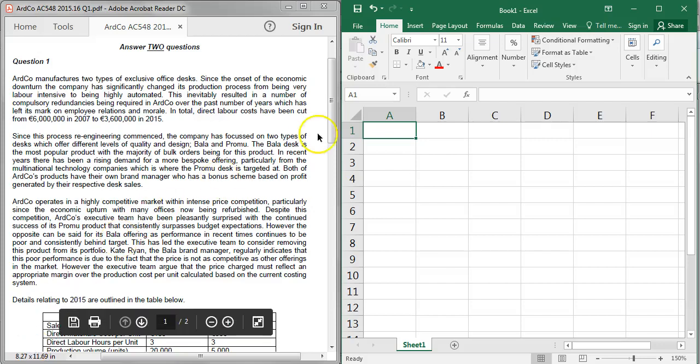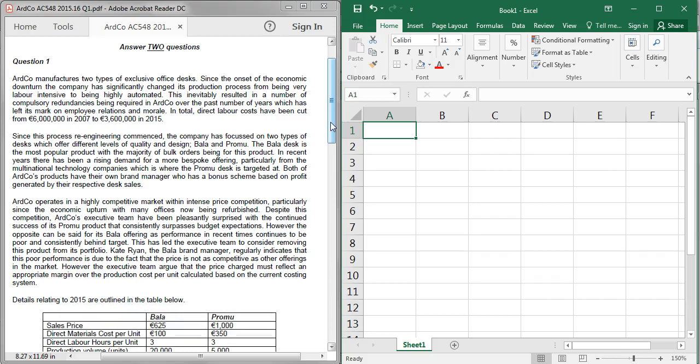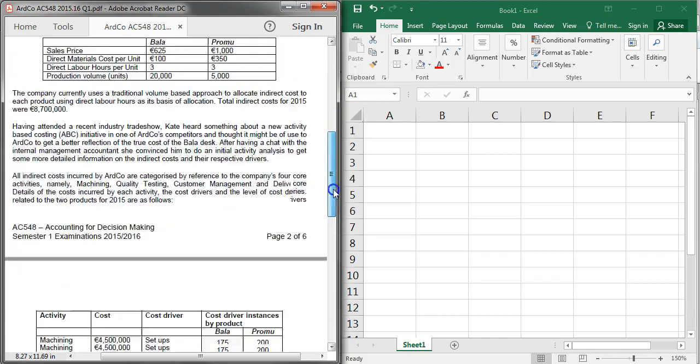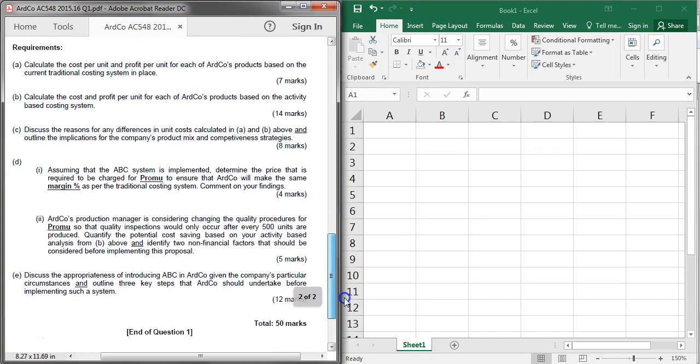This screencast is going to look at a past exam question focused on activity-based costing. So again, I assume you've read through it, so I'm just going to go through how you should approach a question like this if it was in your exam. So the first thing you'll always be looking at is read the requirements.